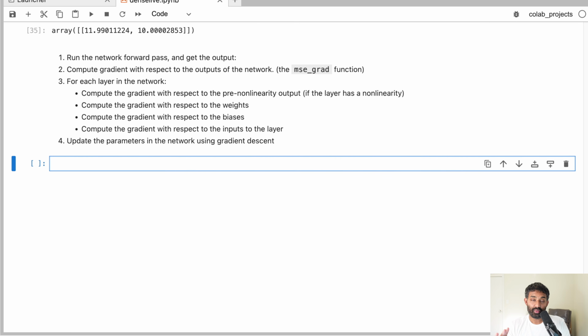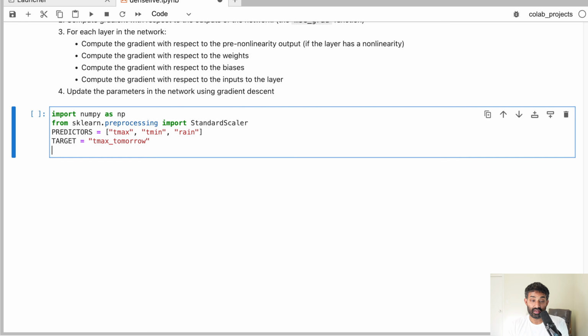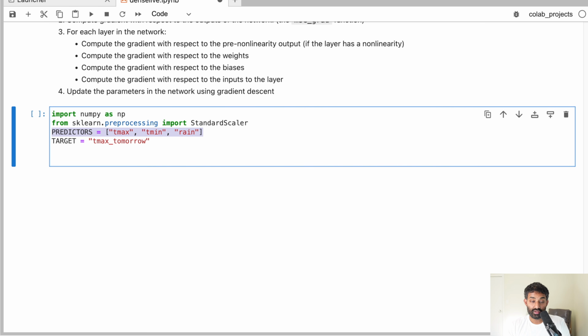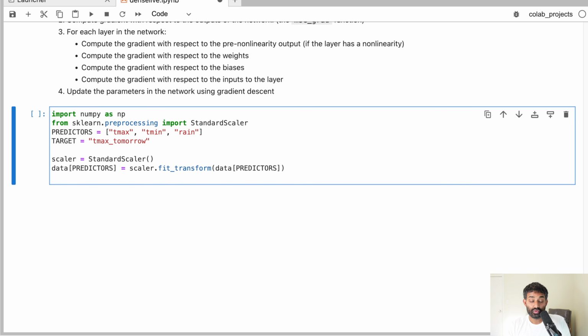Okay, now we know how to put all of this together. We have done a forward and a backward pass, and we can actually code up our neural network at this point. So let's go ahead and load in our data. So we're going to use 3 predictors, Tmax, Tmin, and rain, and we're going to try to predict tomorrow's maximum temperature. We're going to use what's called a scaler to scale our data. So that's going to make our data have a mean of 0. So some data is below 0, some data is above 0.